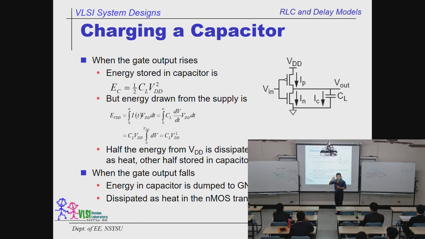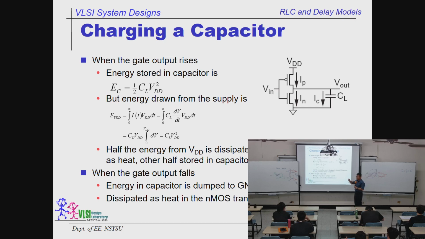Okay? So now this is interesting. The final energy stored in this capacitor is 1/2, but we need to take the energy from the power supply to do that kind of charging job, which is C_L V squared. So the final energy that we kept in the capacitor is only half of the energy we take away from the power supply. Then where is the other half? It's gone. It becomes heat.